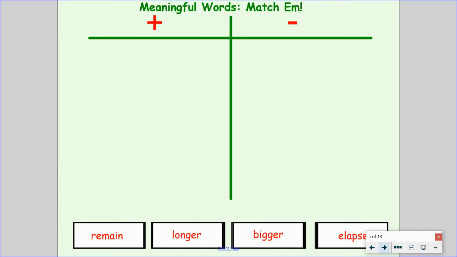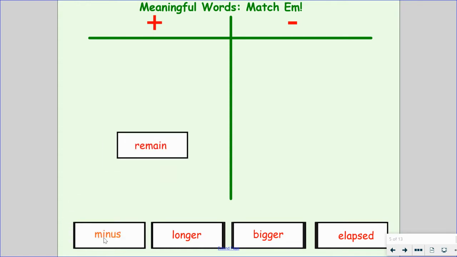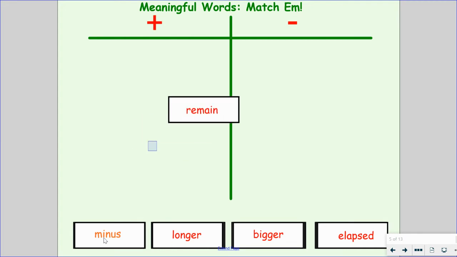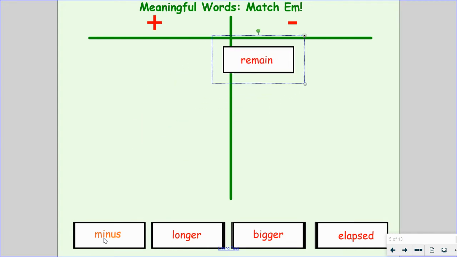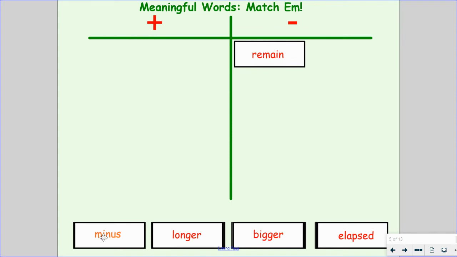So we're going to talk about meaningful words in algebra. For instance, I'm going to start off with this table and I'm going to do all the red words, and then underneath them are orange words and underneath them are yellow words. So let's just talk. What does the word remain mean? If I want to find out how much is remaining, we're going to be subtracting. So I'm going to put that over in the subtract box.